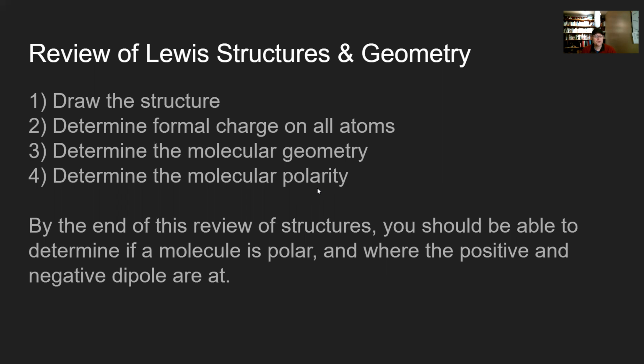From that structure, you'd use the number of clouds of electrons around the central atom to determine the molecular geometry. And with the molecular geometry and the bond polarity, you'd be able to use the combination of those two to determine the molecular polarity. Once you have the molecular polarity, that's when we can start taking a look at how that molecule will interact with other molecules, including other molecules of its own type.